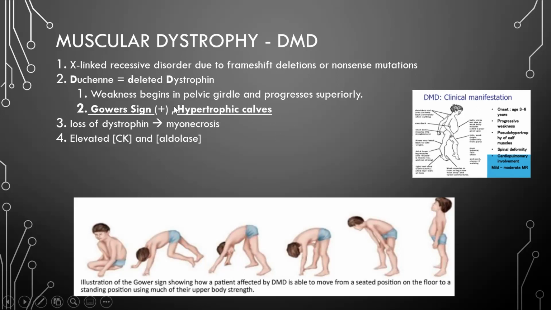The second is hypertrophic calves. Calves are these muscles right down here between your knee and your ankle. With loss of dystrophin, you have elevated CK because your muscles are being damaged, and aldolase.